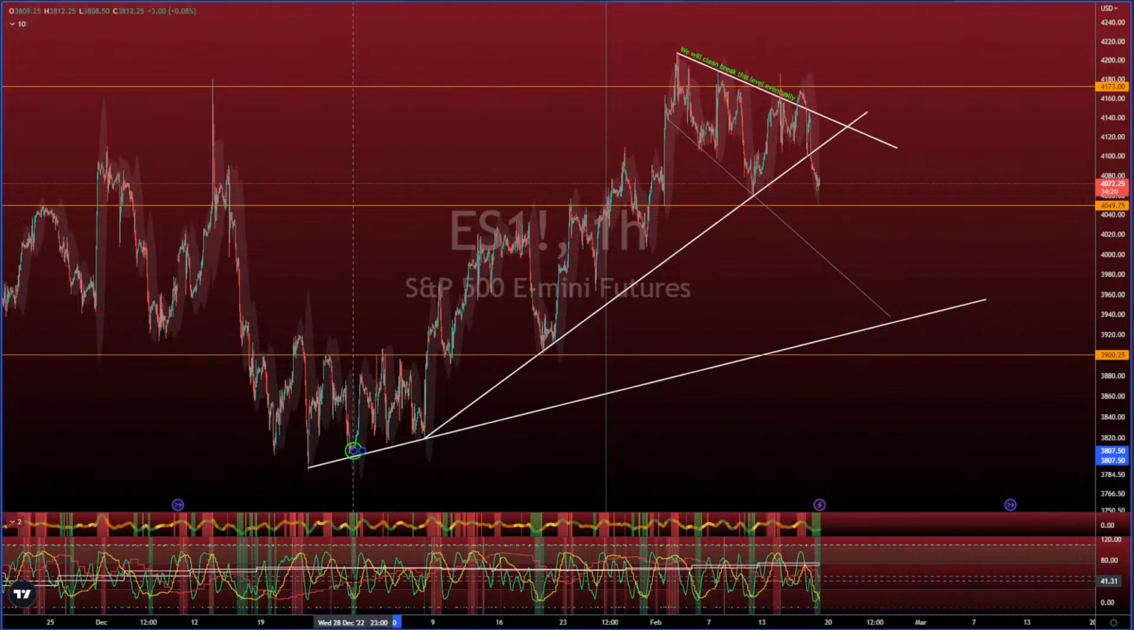Okay, and that's in confluence with the WaveMaster indicator and also the new momentum-based indicator, which isn't ready to be released yet, but I'm keeping an eye on that. So watching for confluence between the two.